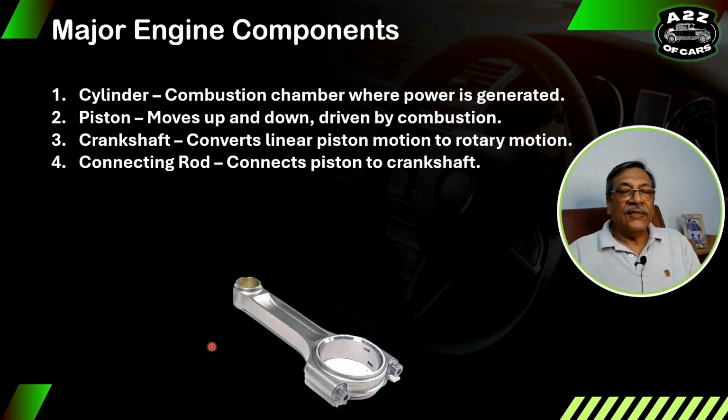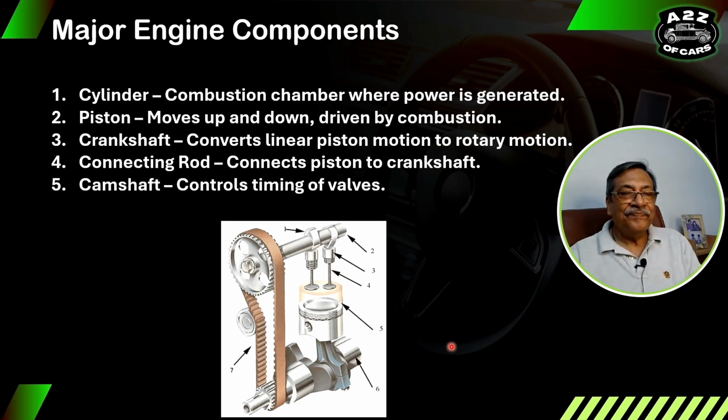Next is the connecting rod. This part of the connecting rod is fitted to the crankshaft and this part is fitted to the piston. On top of this you have the piston, and this is connected to your crankshaft, and that is why it is called a connecting rod. It connects the piston to the crankshaft.